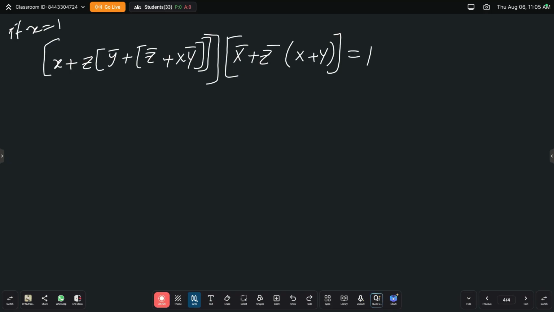So minimize the equation. How to minimize? If you think about the problem, you will feel it is somewhat complex, but just observe the equation and you can understand it. What we need to do is substitute 1. So after substituting, what will you get? 1 plus z y bar plus z bar plus y.